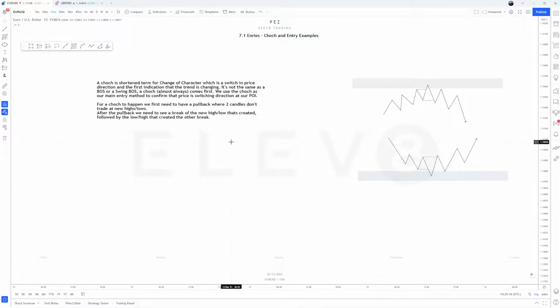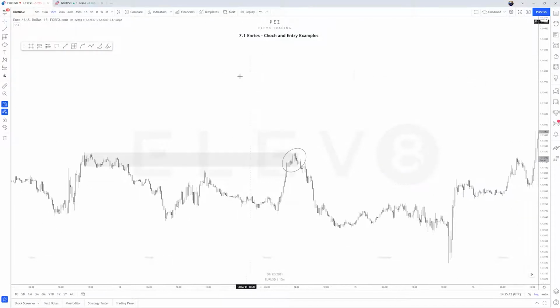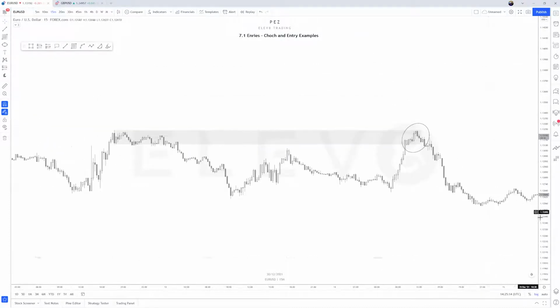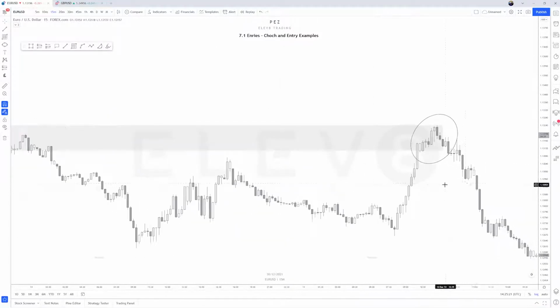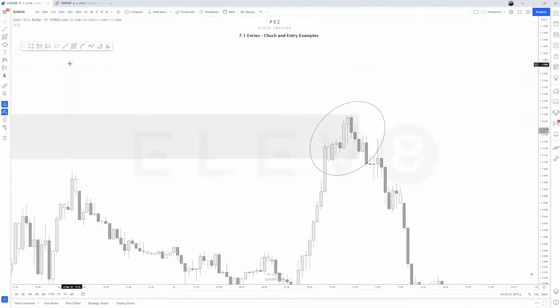If we move on to some examples of our entry models here. So the first one, you can see we come up into this supply. This is the extreme here. Take the inducement off of this. And now we're looking for our change of character.